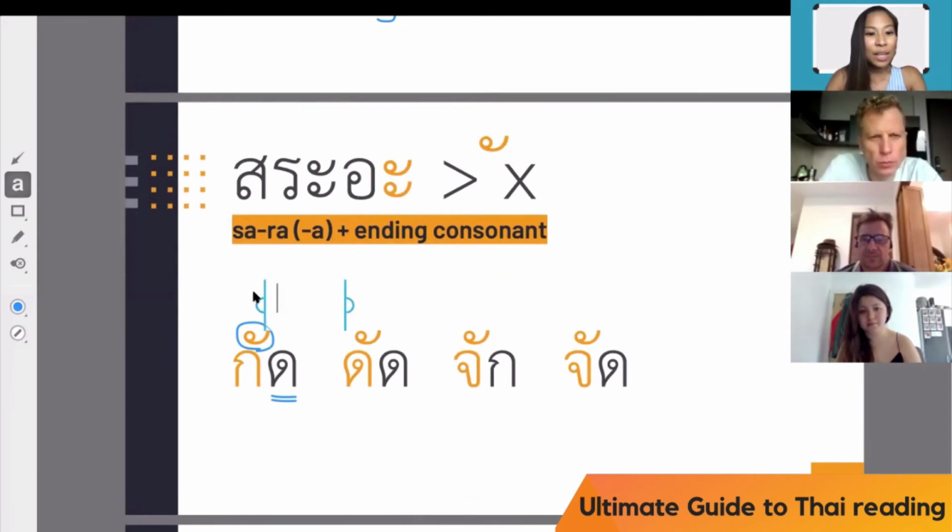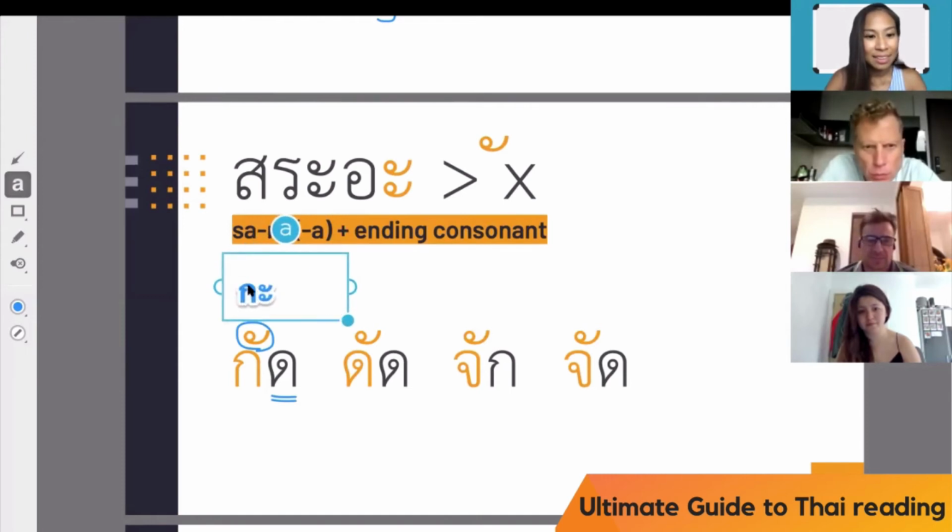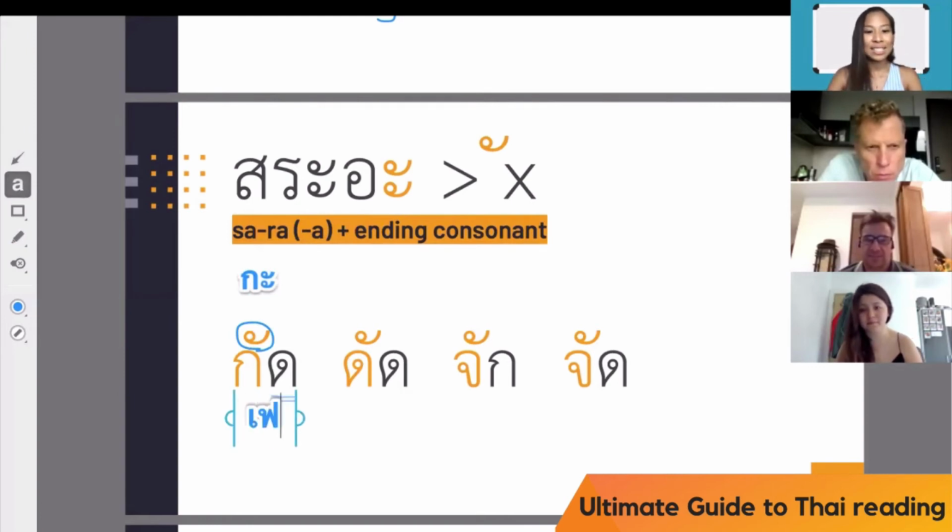Kun Ben, can you read this word? กัด. This one. กะ, ka, right? Because there's no ending. It looks like this. But when there is an ending consonant, it's moved up. So what would you read this one? กัด. Very good.